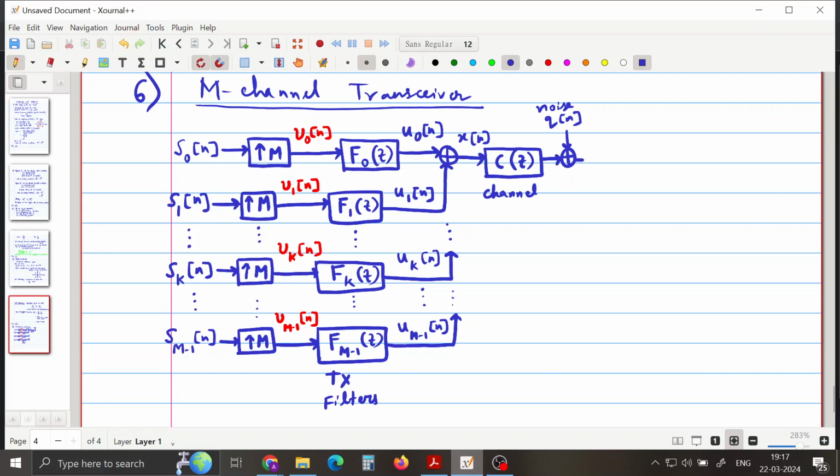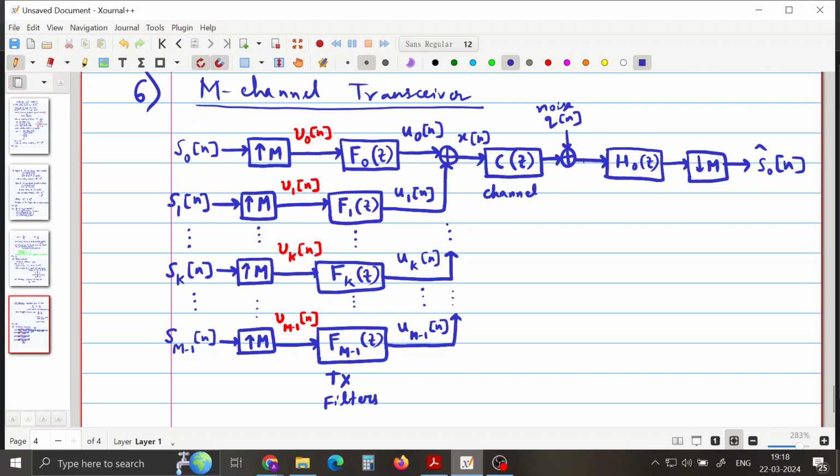So you will again split the signal into different components. The first filter is actually H naught of z. These are your analysis filters, followed by a downsampler, because you did upsampling on the transmitting end, so you do the reverse thing on the receiving end. That gives you an estimate of the originally transmitted sequence on the first branch, which was S naught of n. So now you get an estimate of S naught of n, which is denoted by S naught hat of n.